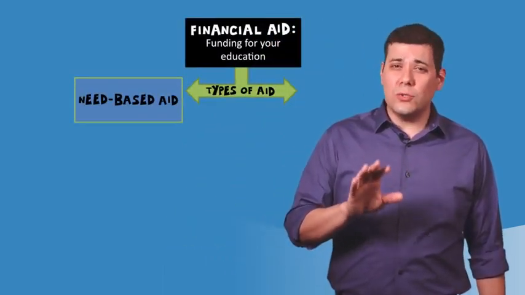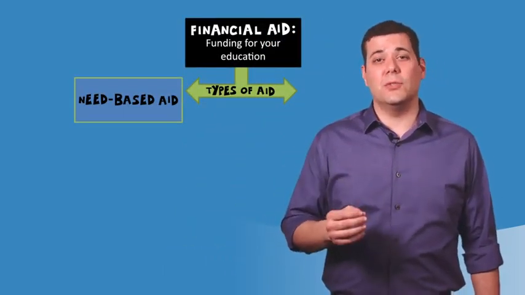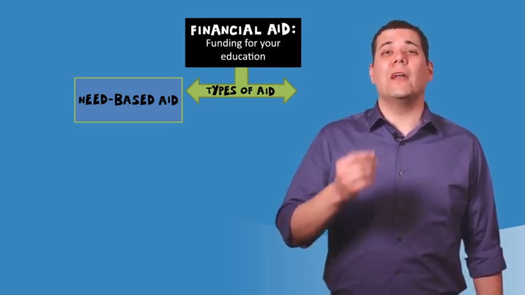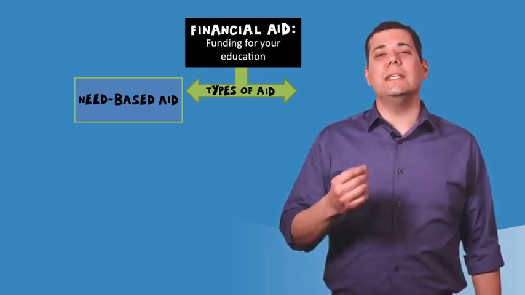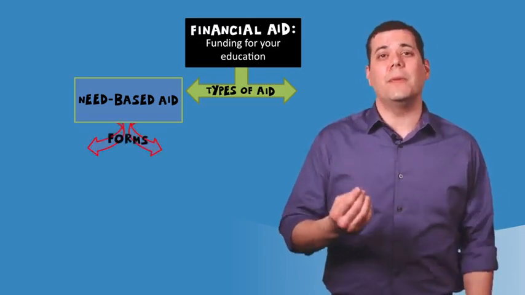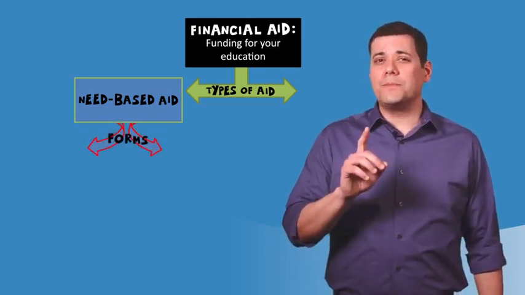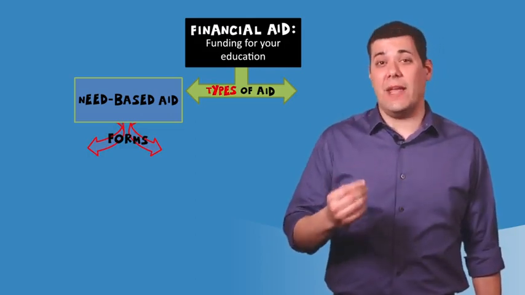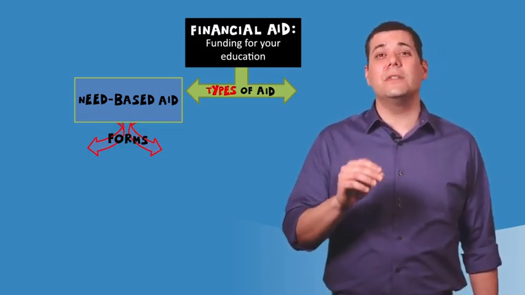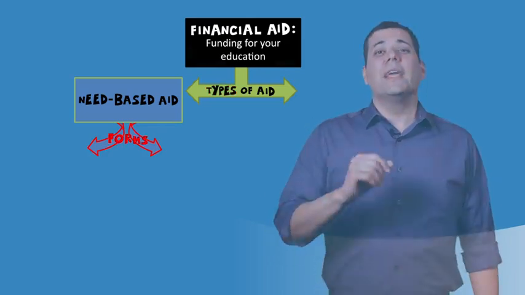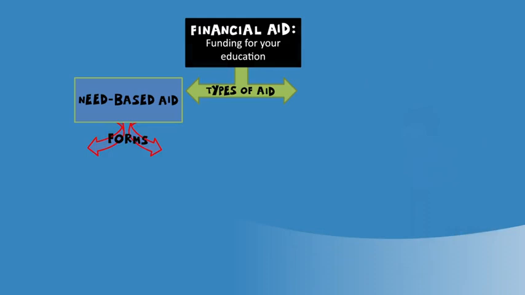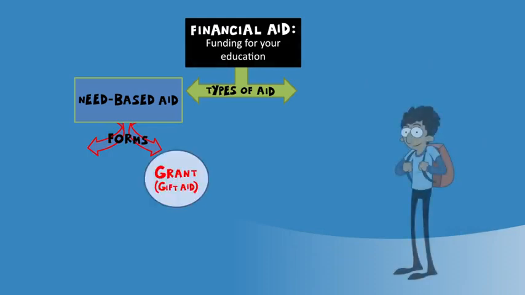Now, while not all schools offer need-based aid to international students, many do. And for those schools, you need to dig even deeper to see what forms of need-based aid they offer. Remember, need-based aid is a type of aid, and that type of aid comes in different forms. Here's another financial aid term for you to learn: grant. Aid in the form of a grant means that you will not have to repay that money. Money that you do not have to repay is sometimes called gift aid.